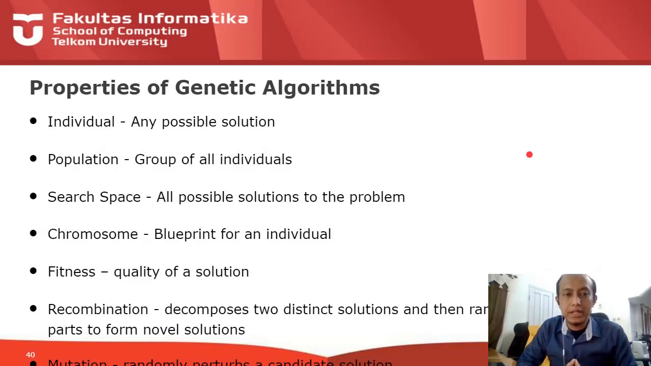7 properties of genetic algorithms. You must know: individual, any possible solution; population, group of all individuals; search space, all possible solutions to the problem; chromosome, blueprint for an individual; fitness, the quality of a solution; recombination, decomposes two distinct solutions, and then randomly mixes the parts to form a novel solution; and mutation, randomly perturbs a candidate solution.